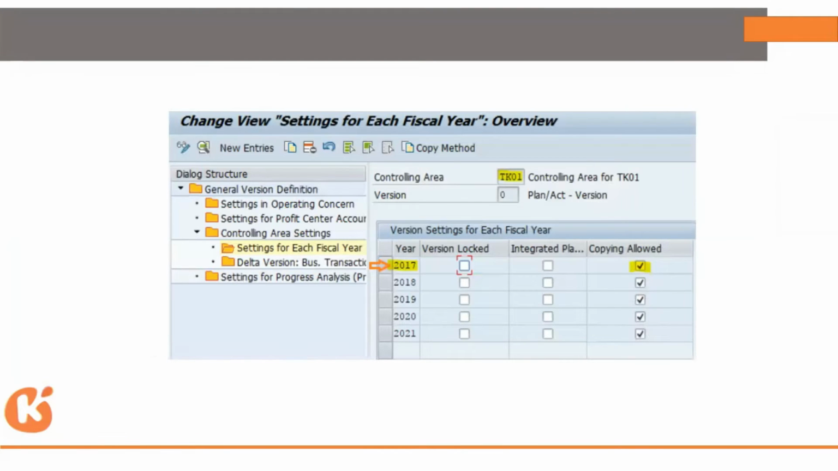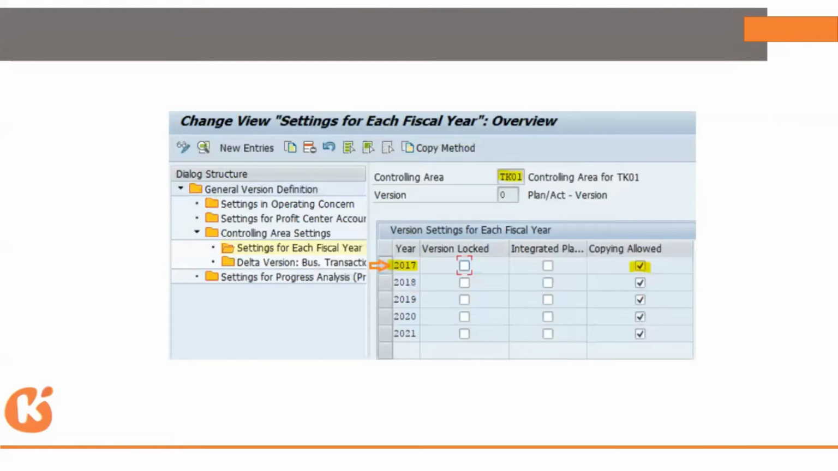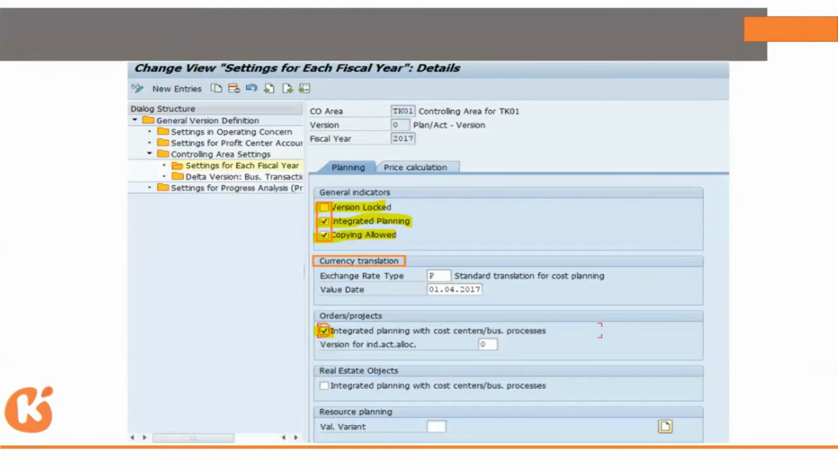And then, as I said, when this default version 0 is created, it is actually created for 5 fiscal years. These 5 years you can identify by double clicking on that particular line. You will be able to find those 5 fiscal years, and you need to activate copying allowed for all these fiscal years.